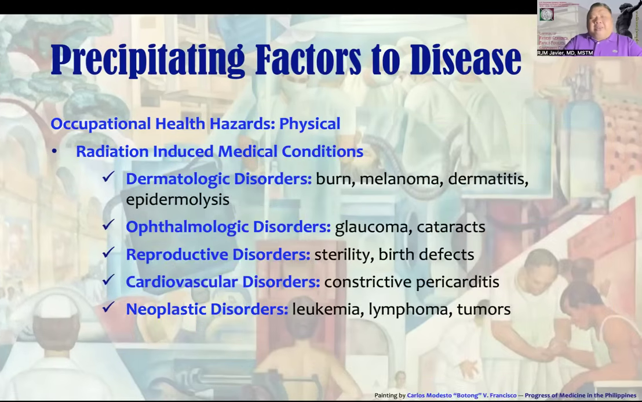Some of the more commonly encountered radiation-induced medical conditions are as follows. Look at this. Even sterility, having children with birth defects, could be associated with chronic exposure to harmful radiation.